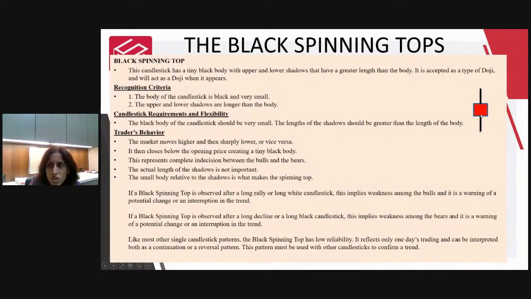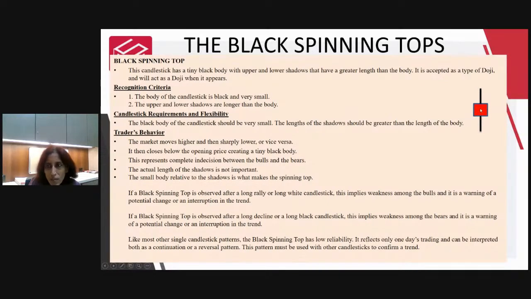So what you get to see over here is a substantially big range between the highest price reached for the day and the lowest price of the day. But at what price did it close? It closed below the opening price, indicating a bearish sentiment. So you have to be very careful about the opening price, closing price, the highest price of the day, and the lowest price of the day.